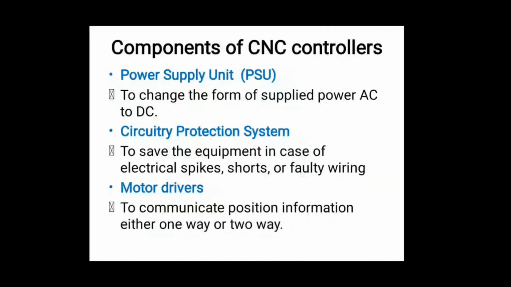Second, the circuitry protection system, to save the equipment in the case of electrical spikes, shorts or faulty wiring. If there is any fault in terms of electric wiring or a short problem, at that time the circuitry protection system will protect from such things. So this is the second component.